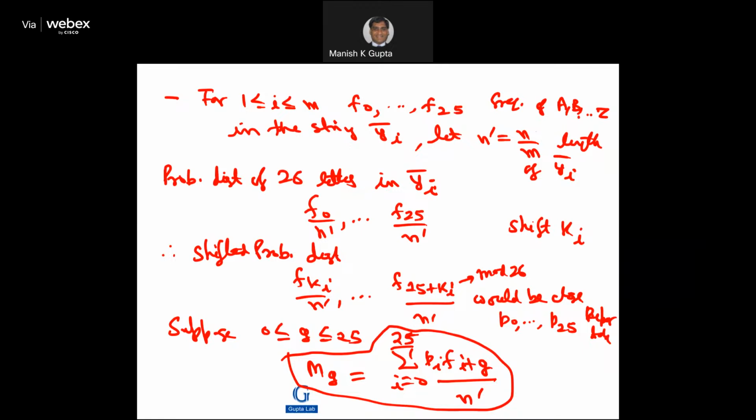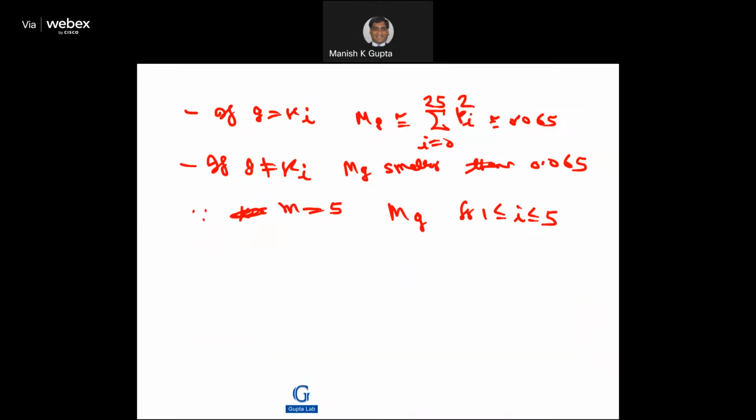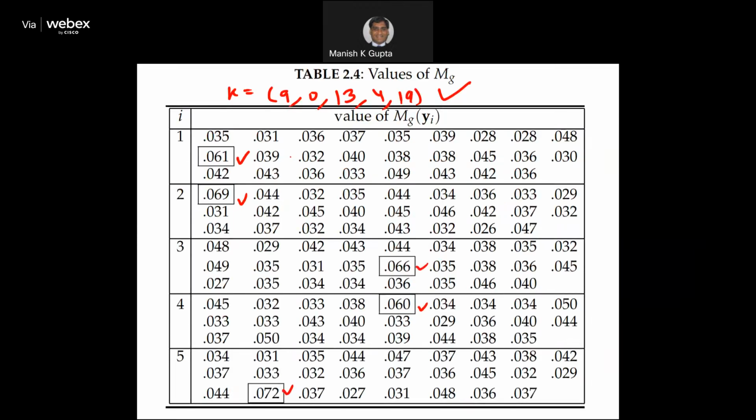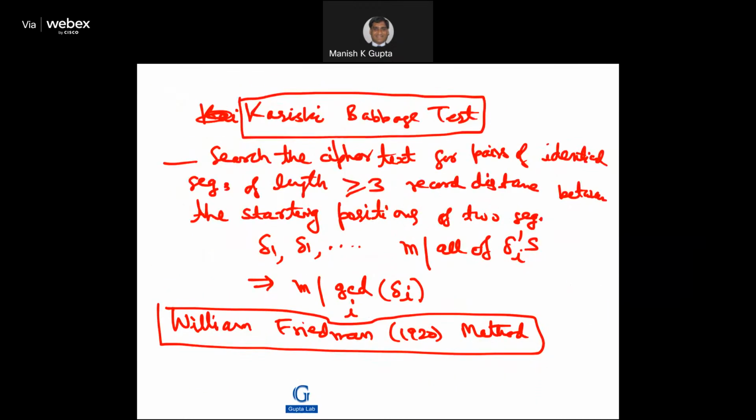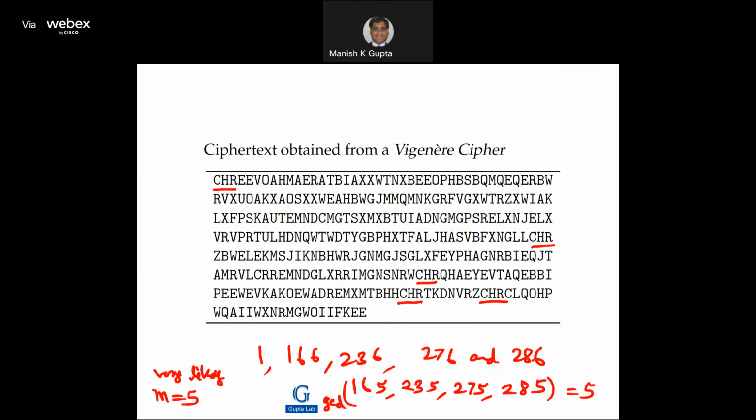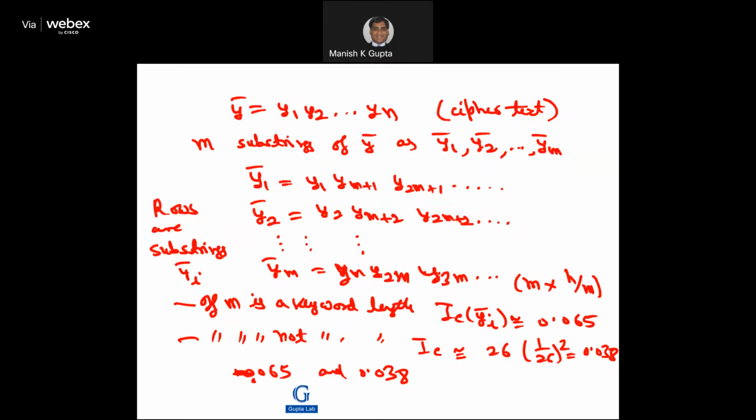I can give you some values of Mg here. If g is equal to ki, Mg is approximately 0.065. If g is not equal to ki, Mg is smaller than 0.065. So since m is equal to 5, we can actually compute Mg. Let me show you for the ciphertext. This is the value here. So for this ciphertext, we can compute these values.